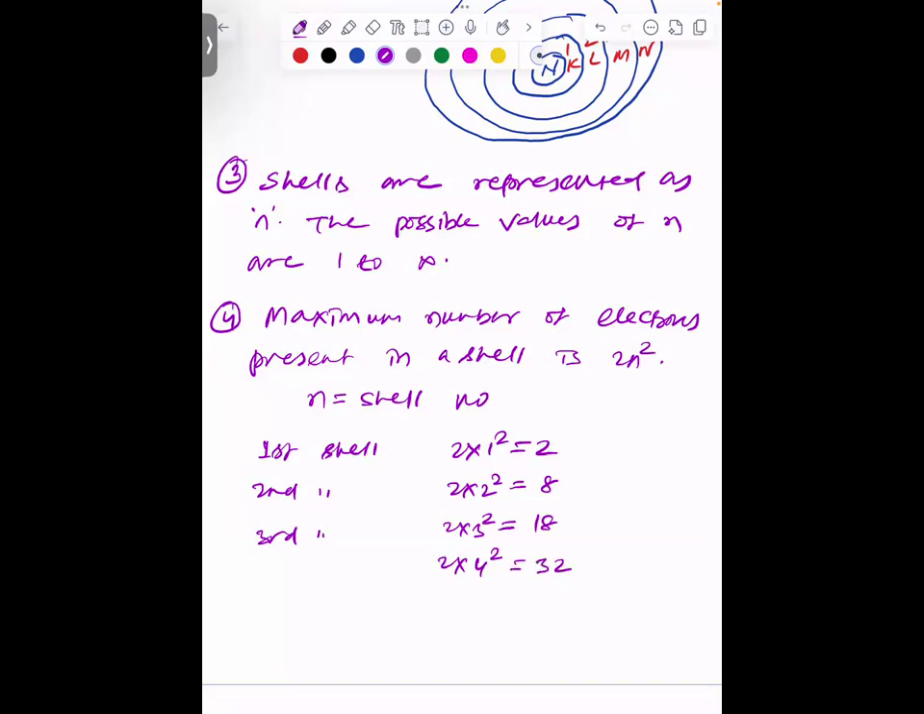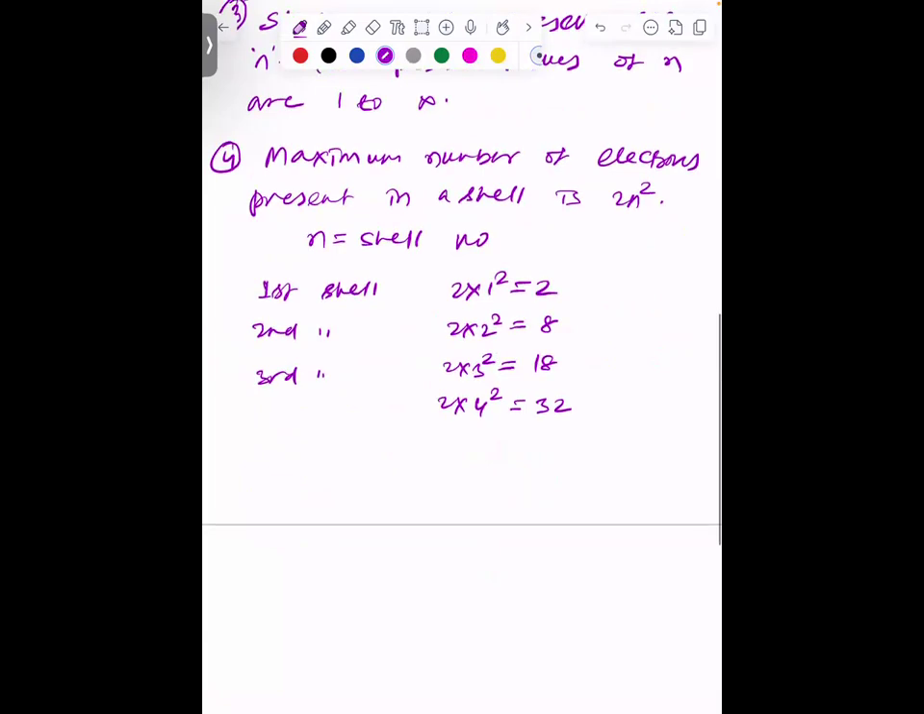That means we can say that the third shell can accommodate a maximum of 18 electrons. But it is not always necessary that 18 electrons will be present in the third shell. It should not exceed 18. It can be less than 18. So that is the case.